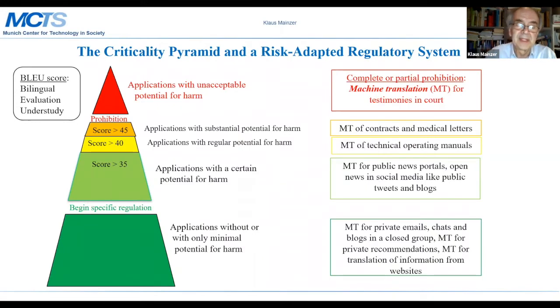Now, a crucial criterion was our criticality pyramid. That means the pyramid for a risk-adapted regulatory system. And that is illustrated here with different colors. At the top, there are the applications with unacceptable potential for harm. And this criticality pyramid is illustrated here for the example of automated machine translation.